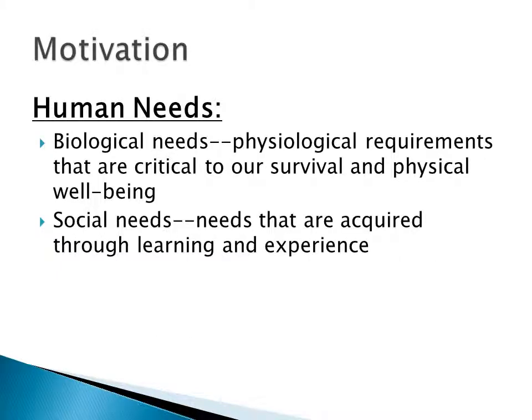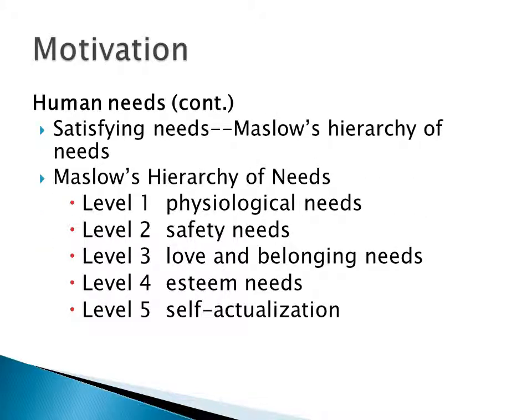When we look at human needs, this involves biological needs, physiological requirements that are critical to our survival and physical well-being. However, it also involves social needs. These are needs that are acquired through learning and experience. Furthermore, there are satisfying needs. Maslow's hierarchy of needs is divided into 5 levels. Maslow believed that these levels build on one another.